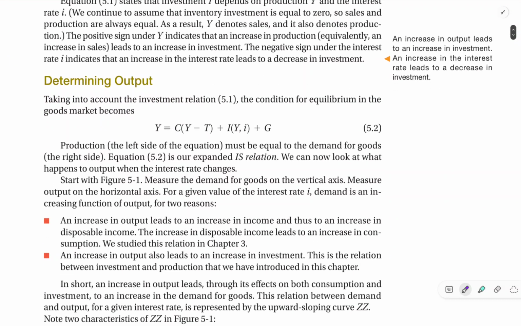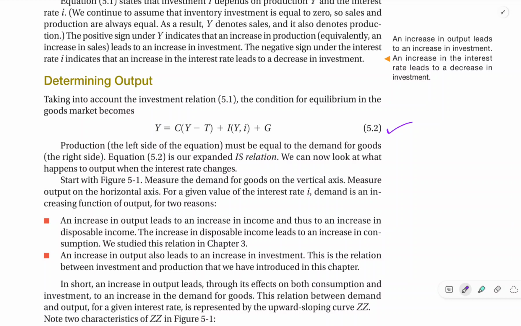Determining output. Taking into account the investment relation 5.1, the condition for equilibrium in the goods market becomes Y equals C(Y minus T) plus I(Y, i) plus G, that is, consumption depends on output, and investment depends on output and the interest rate, plus government expenditure. The left side of the equation, production, must be equal to the demand for goods, the right side. Equation 5.2 is our expanded IS relation.